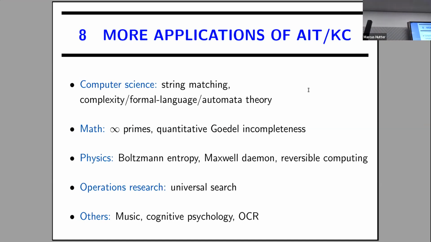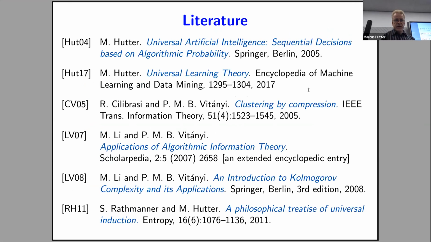Reversible computing is interesting, and you need to store all these bits, and you cannot delete them. The question is, what is the minimum number of bits you need to store in order to do this reversible computing? With Kolmogorov complexity, you can show that it's a very small number of bits. So in principle, you can make every computation reversible. The universal search I mentioned, and this universal similarity metric, Li and Vitányi applied, and Cilibrasi applied to many other domains. Okay, so here are some references.